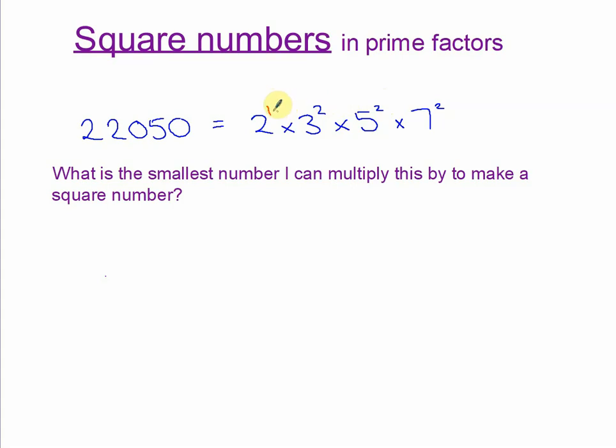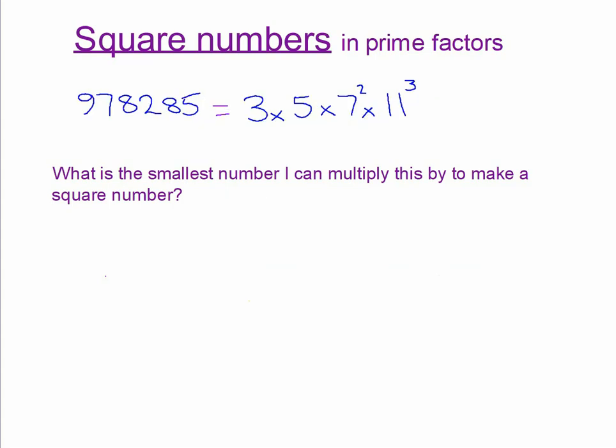I could change it to an 8 if I wanted to, but that would be a square number, but not the smallest I could multiply it by. So actually, I just need to times this by 2. So 2 squared times 3 squared times 5 squared times 7 squared is a square number because they're all even.